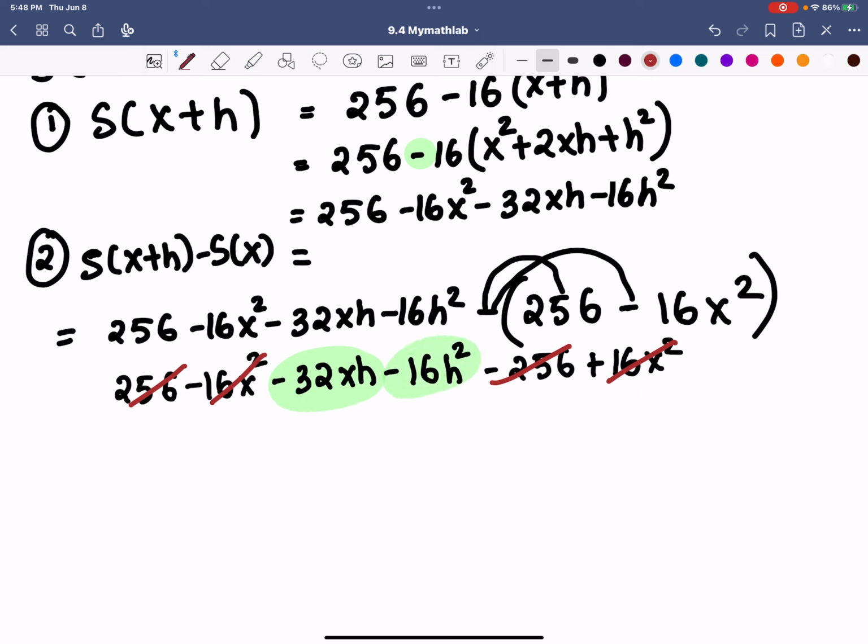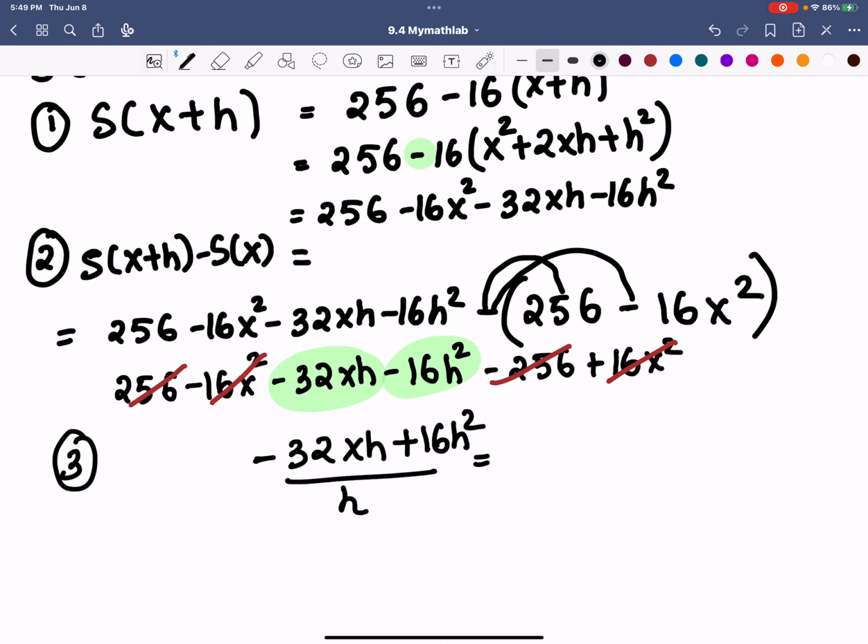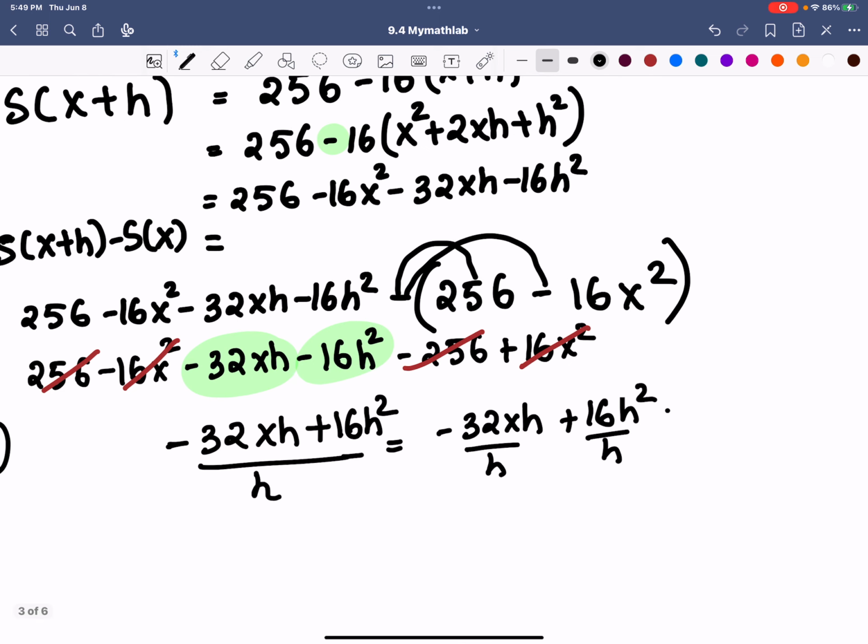And what's my step 3? My step 3 is to divide by h. So once I have this, negative 32xh plus 16h squared, divide by h. Again, remember what I told you, I divide each term. So negative 32xh over h plus 16h squared over h. What do I get? I get negative 32x plus 16h. Let me cross check if I'm making any mistakes. Yes, perfect. That's my third step. So my third step is done.